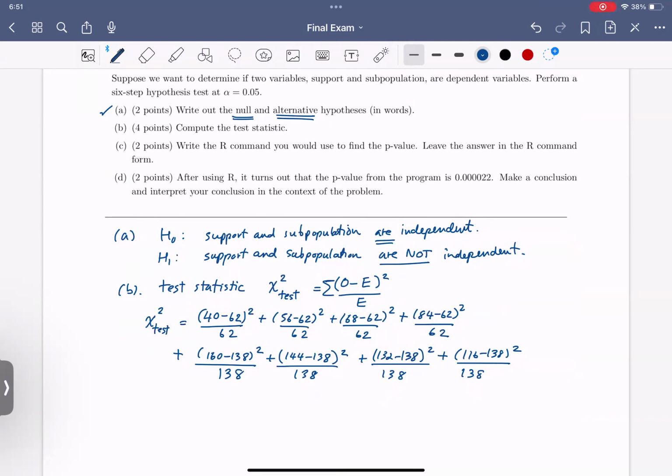All right, we're going to do it pretty quick here. Let's see if I can do it. I'm hitting the calculator now. 84 minus 62 squared.